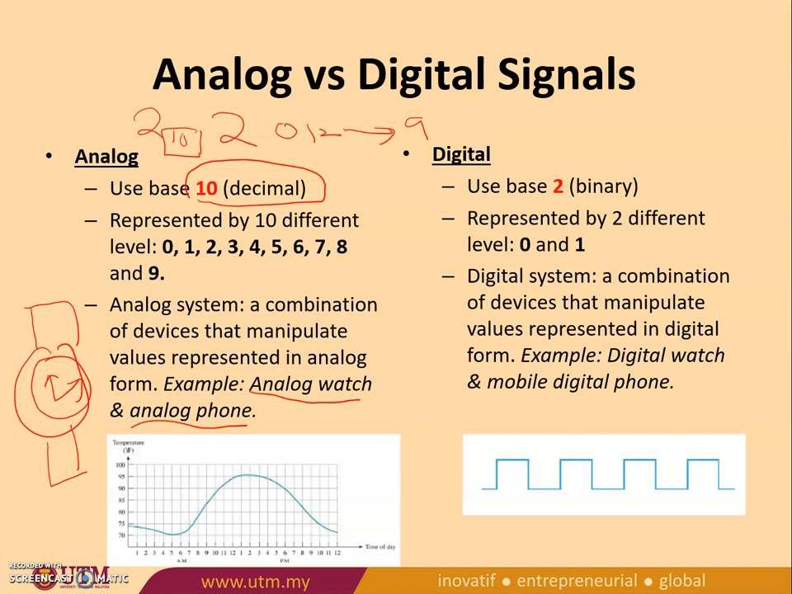Base 2 is one example of a digital signal. Here base 2 we refer to as binary, meaning it uses 2 representations, either 0 or 1, represented by 2 different levels. A digital system is a combination of devices that manipulate values represented in digital form, for example, your digital watch or your digital mobile phone.